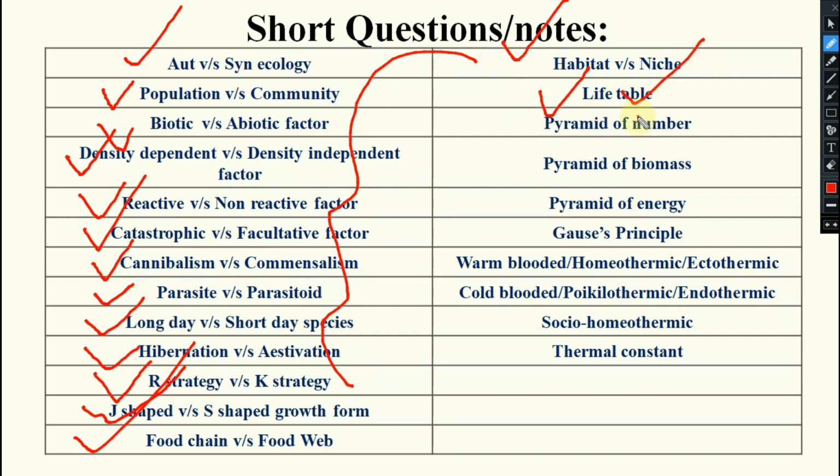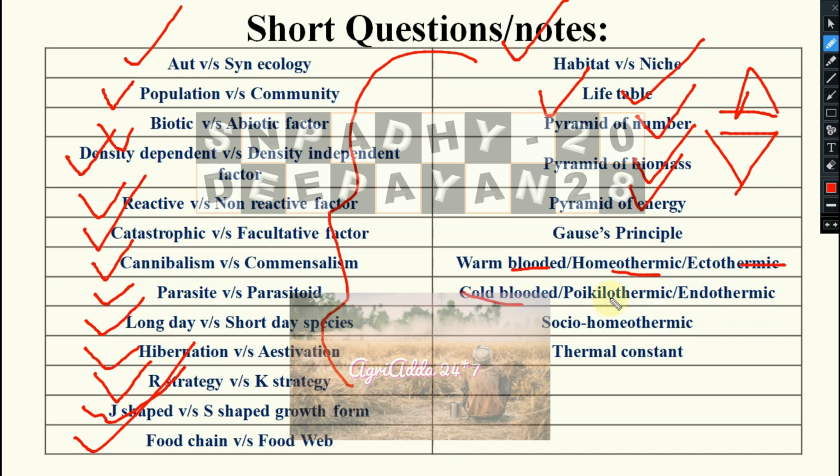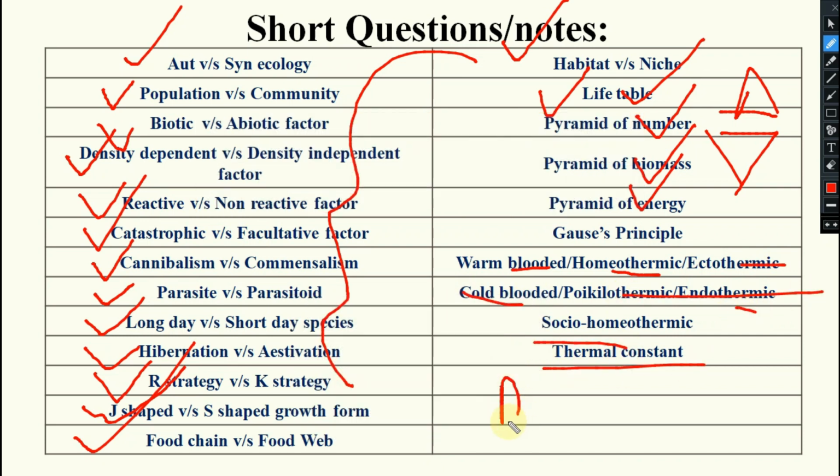What is life table? What is number, biomass, energy pyramid? With that, upright or inverted, you need to show. Then warm-blooded, homeothermic, ectothermic, okay, these are the synonyms. Then cold-blooded, poikilothermic, endothermic, thermal constant. Sometimes day degree also may come. Day degree is the unit of thermal constant. Hibernation, estivation, you see, these are all one.